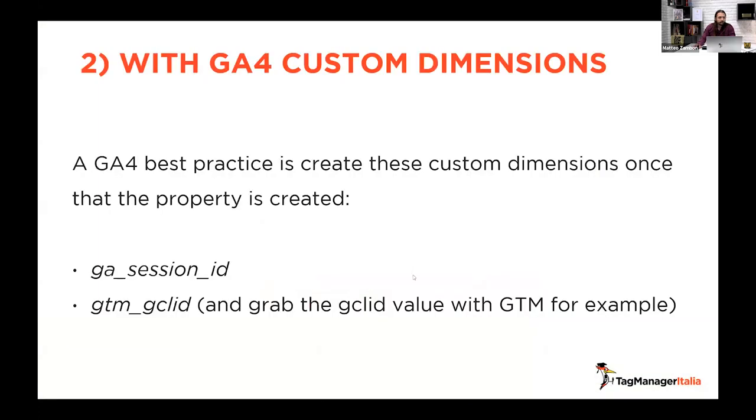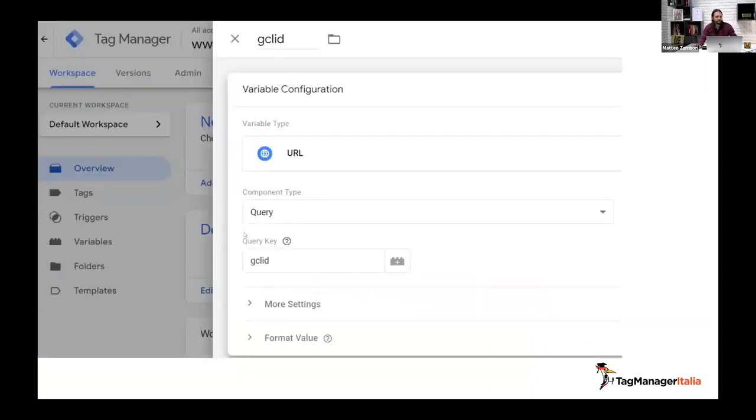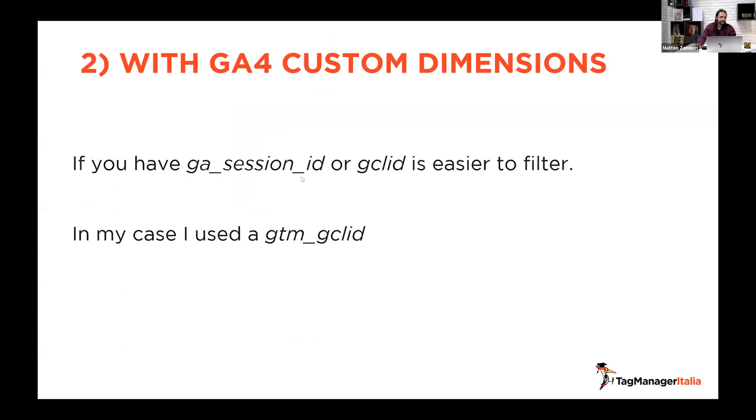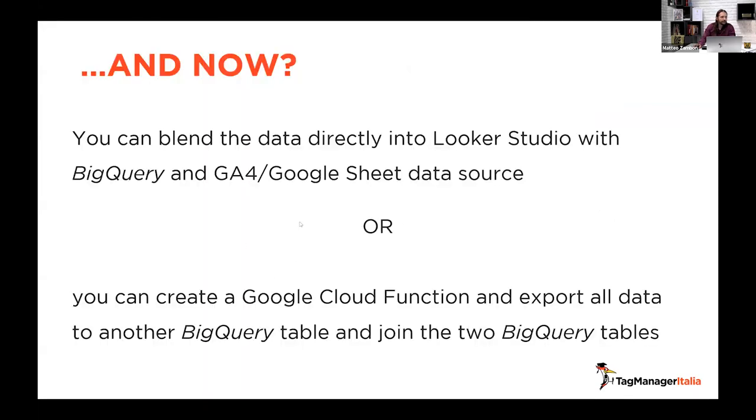The easy way, the smart way, is if you have created a custom dimension like GA session ID and GTM GCLID, or something like that, directly in GA4. Of course, for the GTM GCLID, you have to create a specific variable configuration. If you use this custom dimension, it's easier to filter. In my case, I use the GCLID value, so I can grab the information.